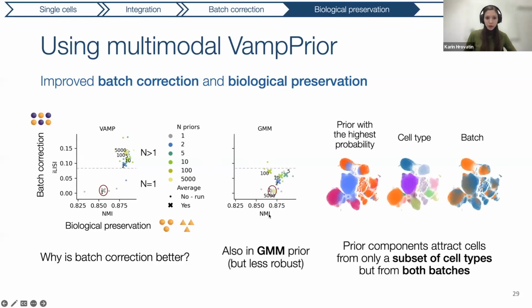So what we wanted to look at then is how prior components in the VampPrior correspond to individual cells. What you can see here is that we assigned every cell to the prior component with the highest probability. And we observed that every prior component attracts cells from only a subset of cell types, but from both batches, which means that the cell types can remain separated while the batches are mixed. Therefore, the VampPrior enables better batch correction while preserving biological variation.